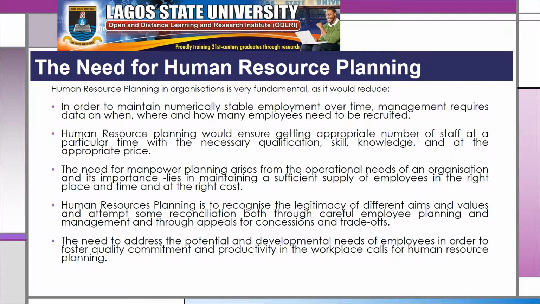Last but not the least, it also addresses the potential and development need of employees. We're talking about, oh, this is the number of people we have on ground now. So for us to foster commitment and productivity, how many of them should we send on training? How many of them should we reduce? How many of them should we send for seminar or what have you? So human resources planning also helps us to address the developmental needs of employees in an organization.